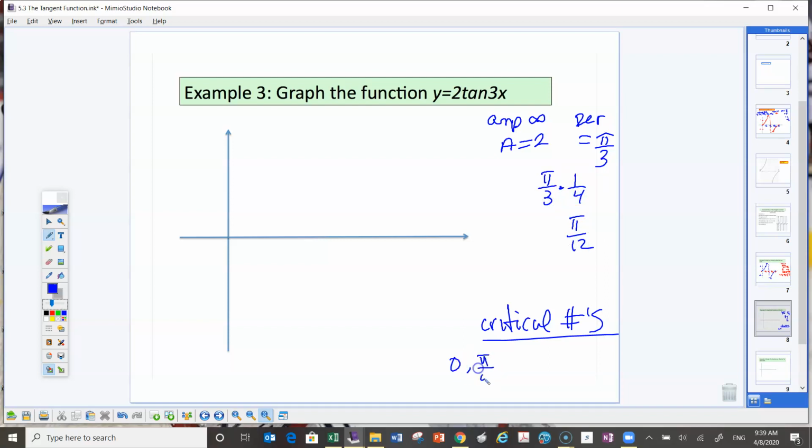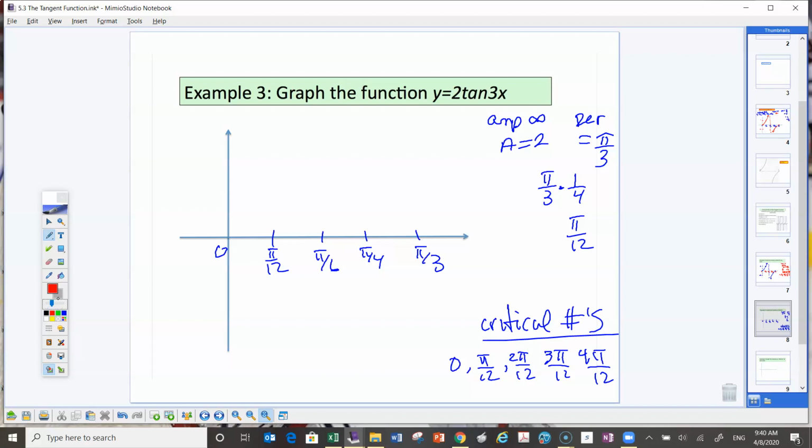So it's going to be pi by 12, 2 pi by 12, 3 pi by 12, and 4 pi by 12. So I'm going to list those on my x-axis. So 0, pi by 12, this would be reduced to pi by 6, this would be pi by 4, and this would be pi by 3. And again, last critical number to the first critical number, if I subtract those two, I should get the period.